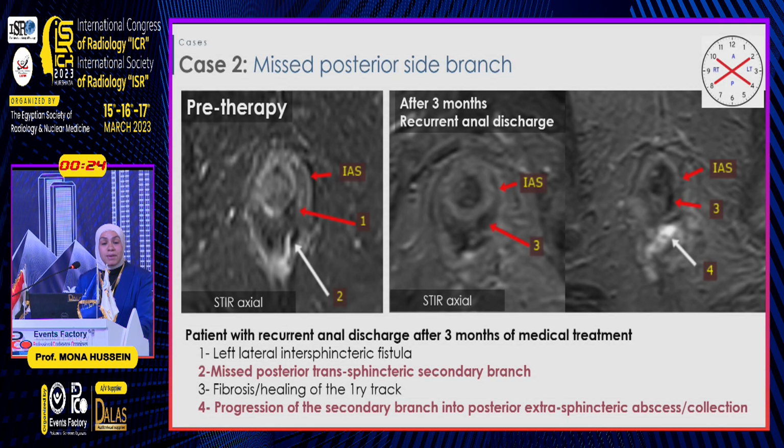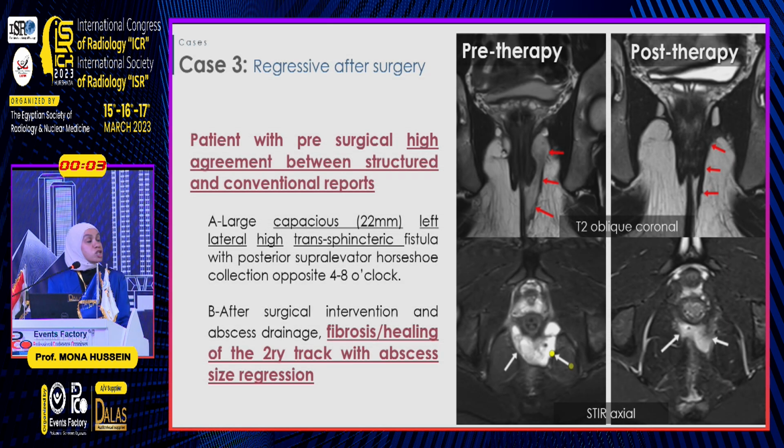This case shows a missed posterior transsphincteric secondary branch on conventional reporting. This is the posterior branch which is missed on conventional reporting. Follow-up of this case shows progression of this branch into a collection. This case shows a pre-surgical high agreement between conventional and structured reporting with a favorable post-surgical outcome, indicated by healing of the primary tract.